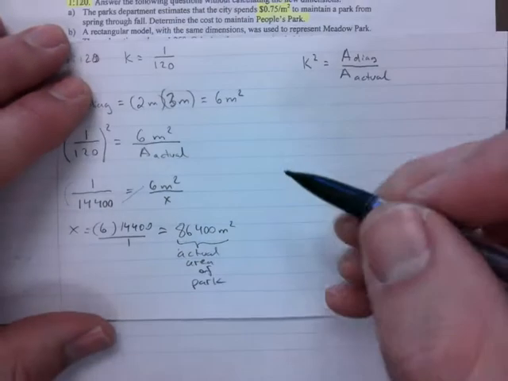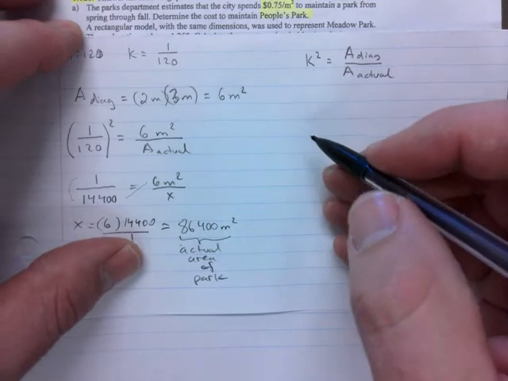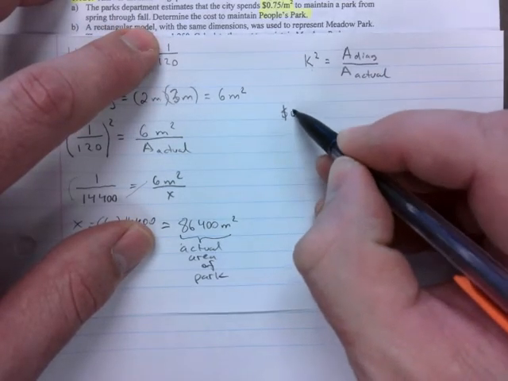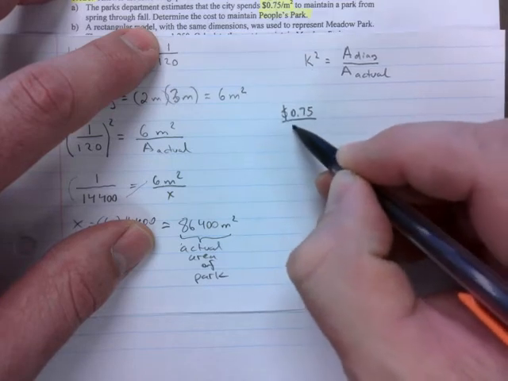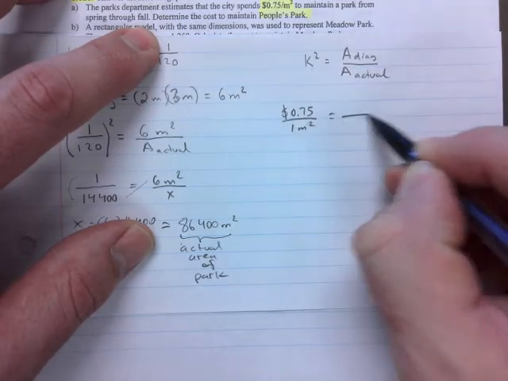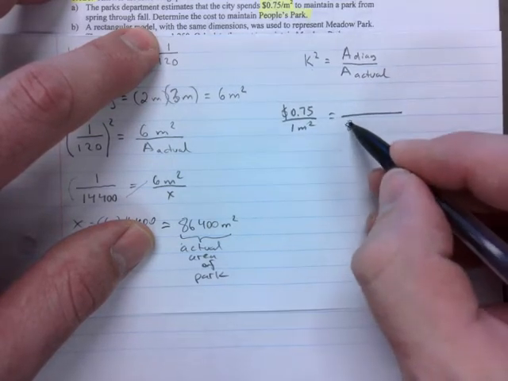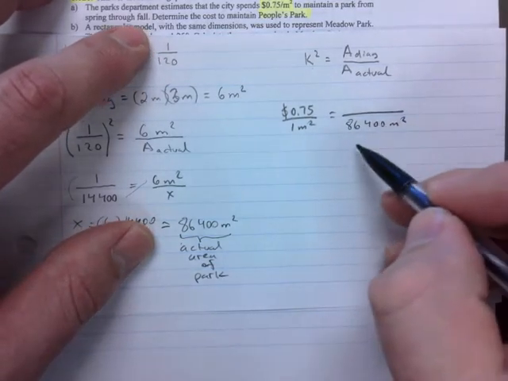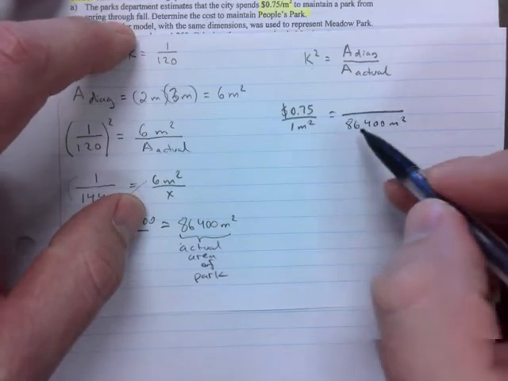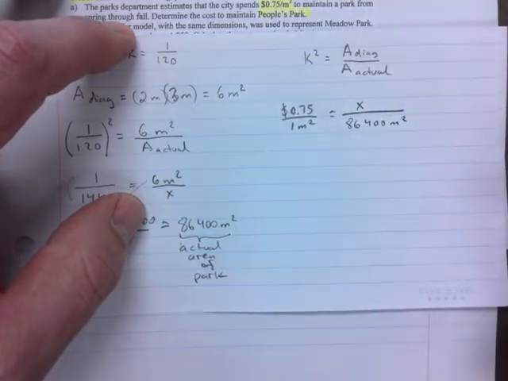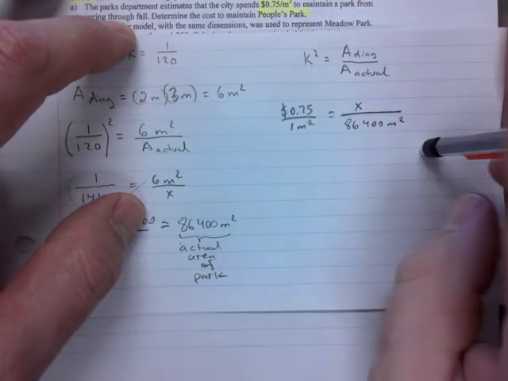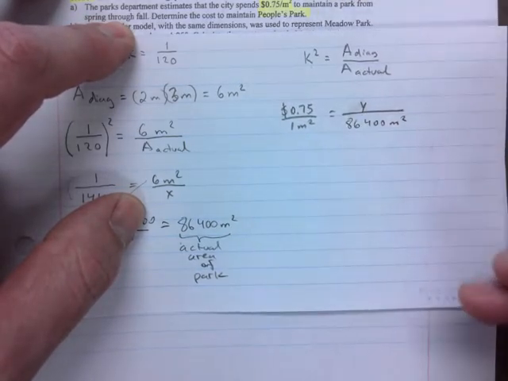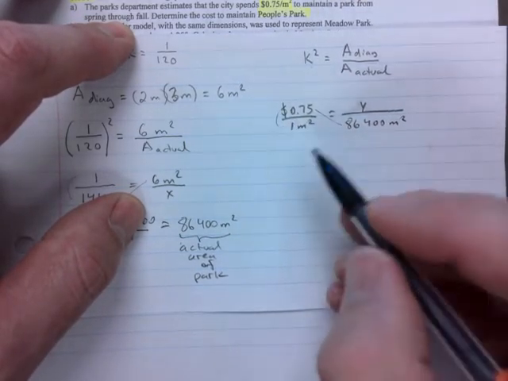We need to figure out the cost. So a couple of ways we can do that. I would say this. You're given a rate, right? 0.75 cents for 1 square meter. So you're asking how much would it cost, right? Knowing that the area to be maintained is this big, how much would it cost? We should call that Y because we already used X, right?